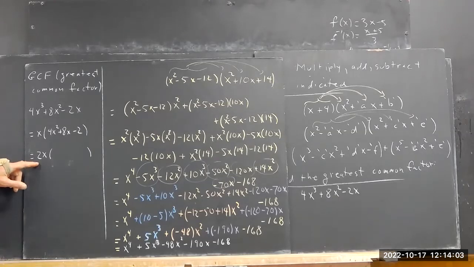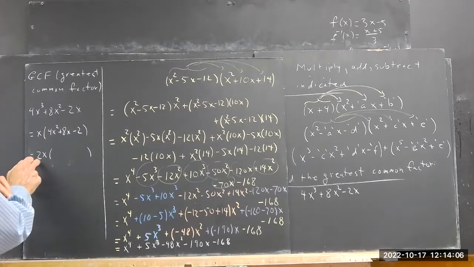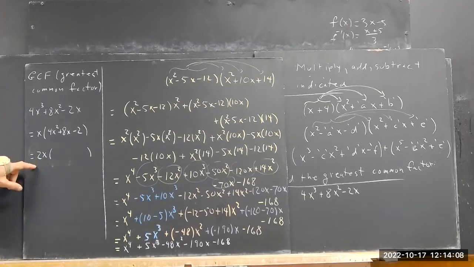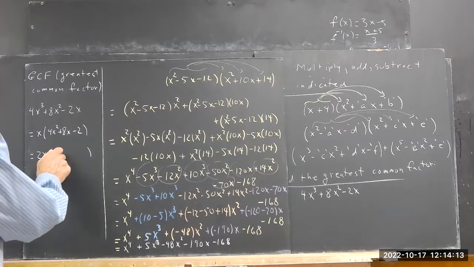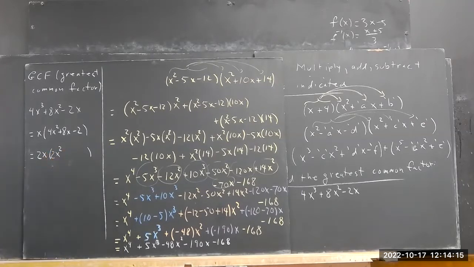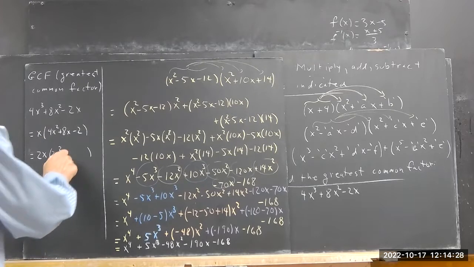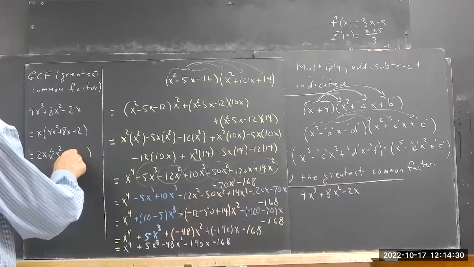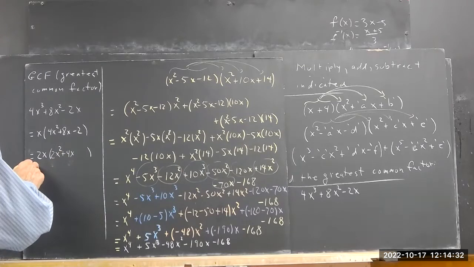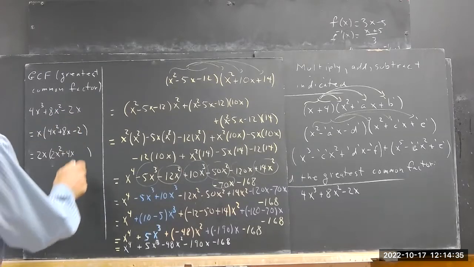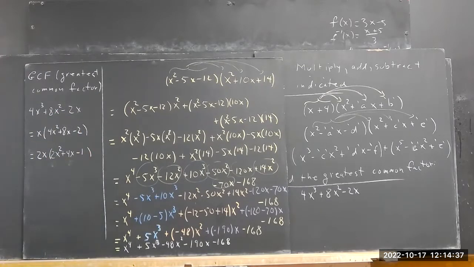Okay, so down here, if I have 2x out here, what do I multiply by 2x to get 4x cubed? 2. It's got to be, or 2x squared. 2x squared, right? This 2x times 2x squared gives us 4x cubed. 2x times what gives us 8x squared? 4. Or it'll be 4x. And 2x times what gives us negative 2x? Well, that's times negative 1.